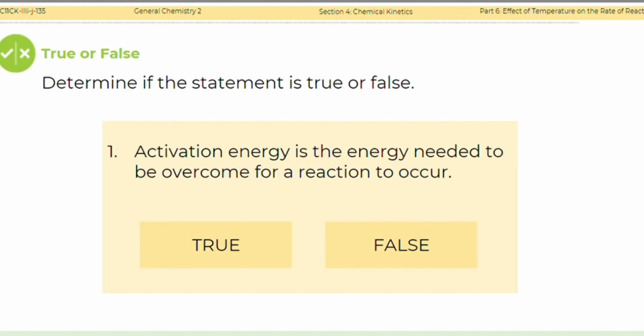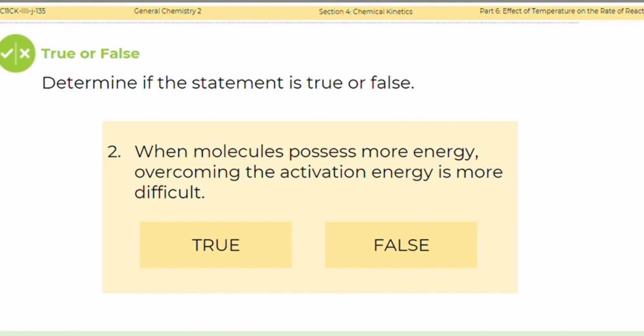Determine if the statement is true or false. Number 1. Activation energy is the energy needed to be overcome for a reaction to occur. Determine if the statement is true or false. Number 2. When molecules possess more energy, overcoming the activation energy is more difficult.